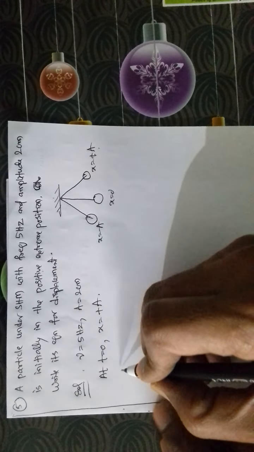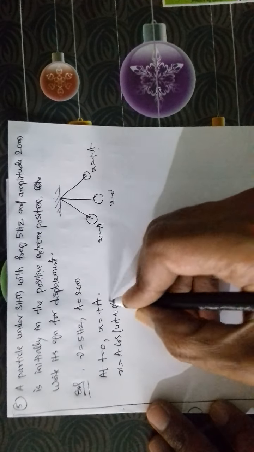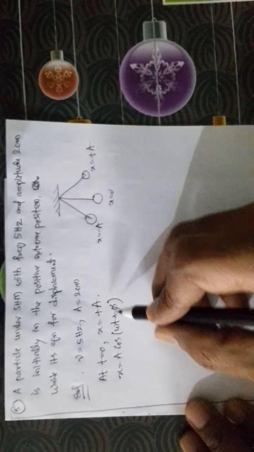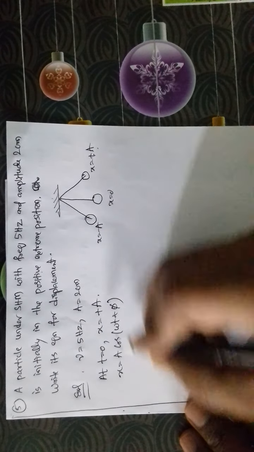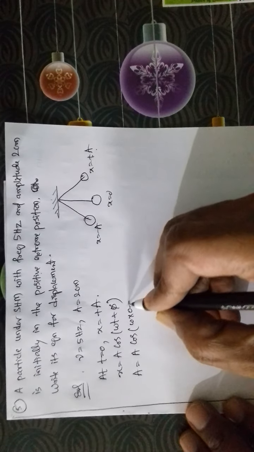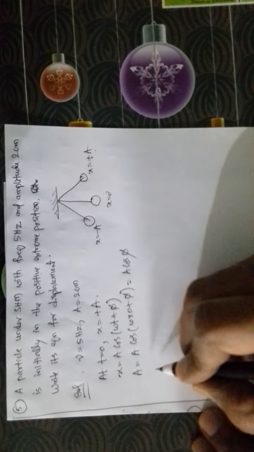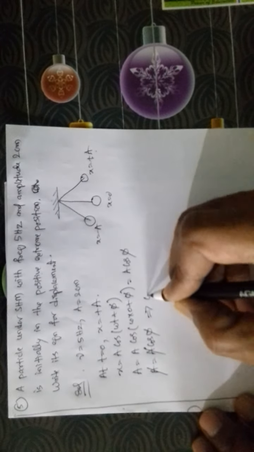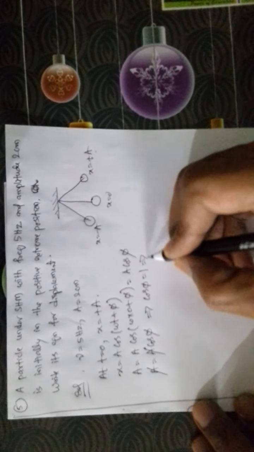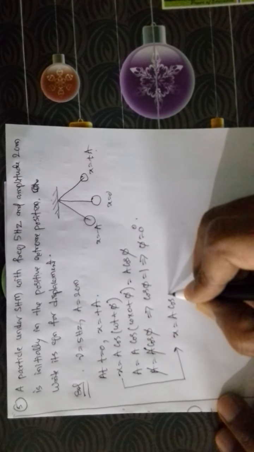Now, let us write the standard form. X is equal to A cos (omega t plus phi). In this, let us substitute. Here X is equal to A cos (omega into 0 plus phi), that is equal to A cos phi. A is equal to A cos phi. A and A get cancelled. Cos phi is equal to 1, so phi is equal to 0 degrees. So this equation can be written as X is equal to A cos omega t.